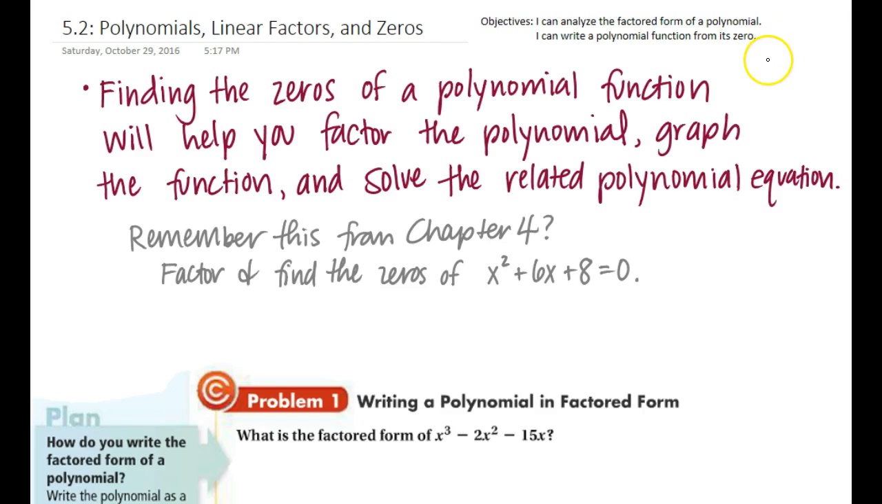So before we kick it up a notch and actually talk about degrees bigger than 2, let's review a quadratic function and how to find the zeros. We did a lot of problems like this in chapter 4, so I just picked one random example. In this case, I have x squared plus 6x plus 8 equals 0. We want to factor that quadratic and find the zeros.